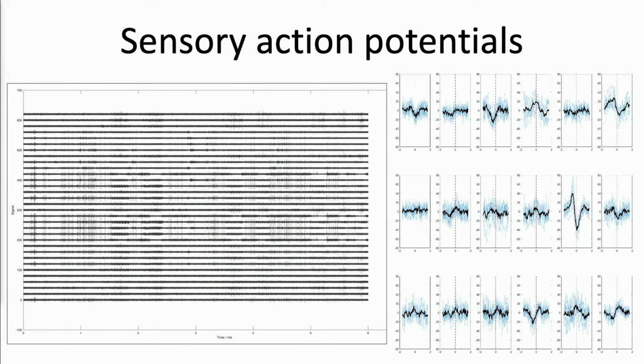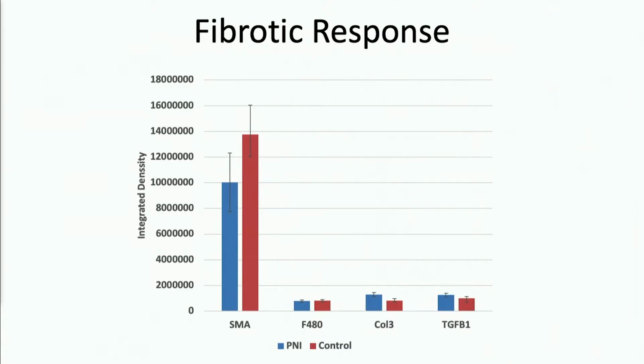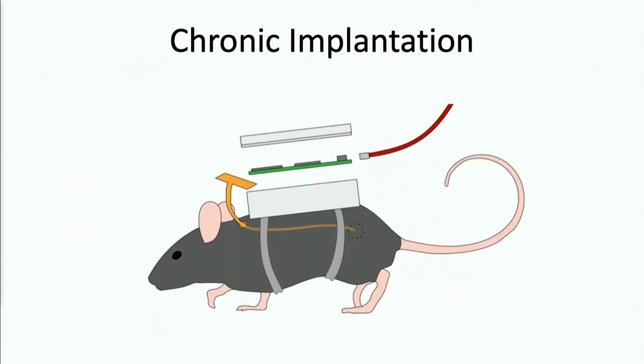We can record from single neurons with microsecond time resolution on 32 channels. On the left is the electrical reading as a waterfall plot, and on the right is the electrical reading on all the channels when a specific neuron fires. We did some preliminary analysis of the fibrotic response to our device, and at 6 months found that it was comparable to sham, suggesting a minimal foreign body reaction and the potential for long-term stability.